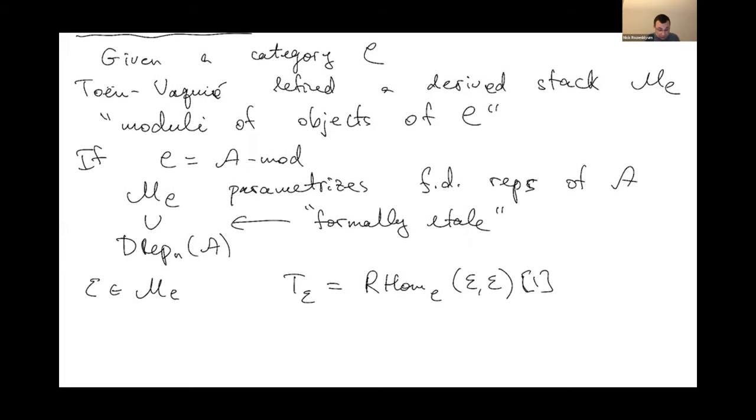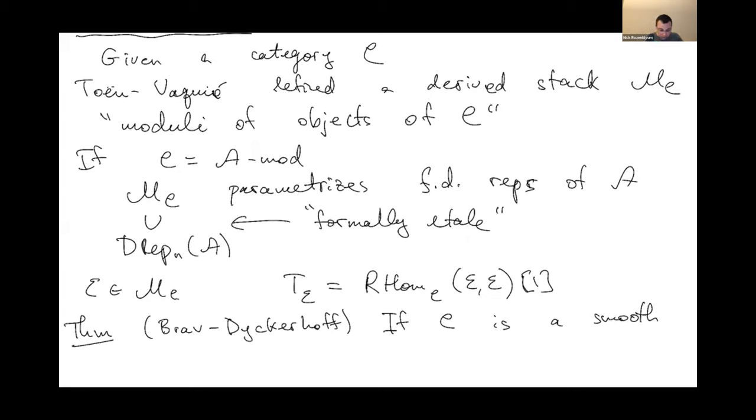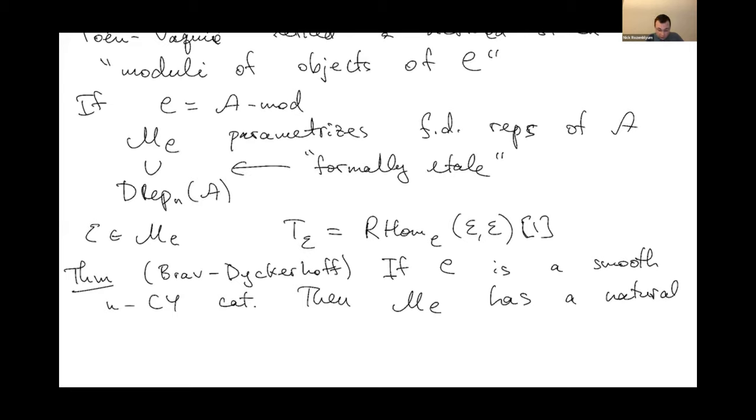All right, so what's the relevance? First of all, this is just for an arbitrary DG category, let's say, or an infinity category. A theorem of Brav and Dyckerhoff is that if C is a smooth n-Calabi-Yau category, then this M_C has a natural (2 minus n)-shifted symplectic structure.